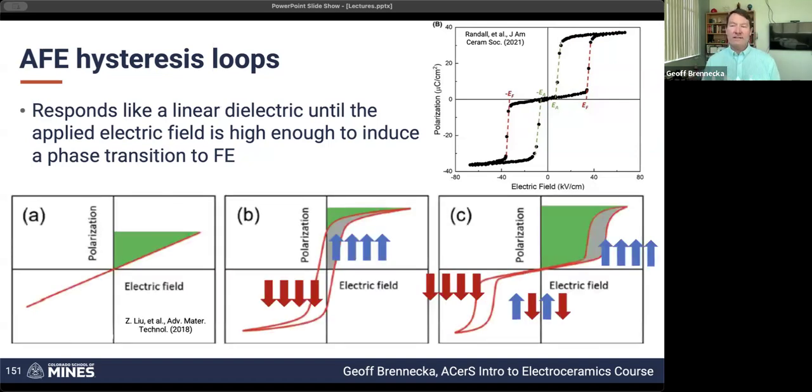How might we use this? There are a bunch of different potential applications. The one that gets the most attention is that this is a great way to store and then discharge energy. So from a capacitor perspective, if you apply an electric field, the area here is how much energy you are actually storing and then discharging. That's proportional to the amount of energy that you're storing and then releasing from that electric field.